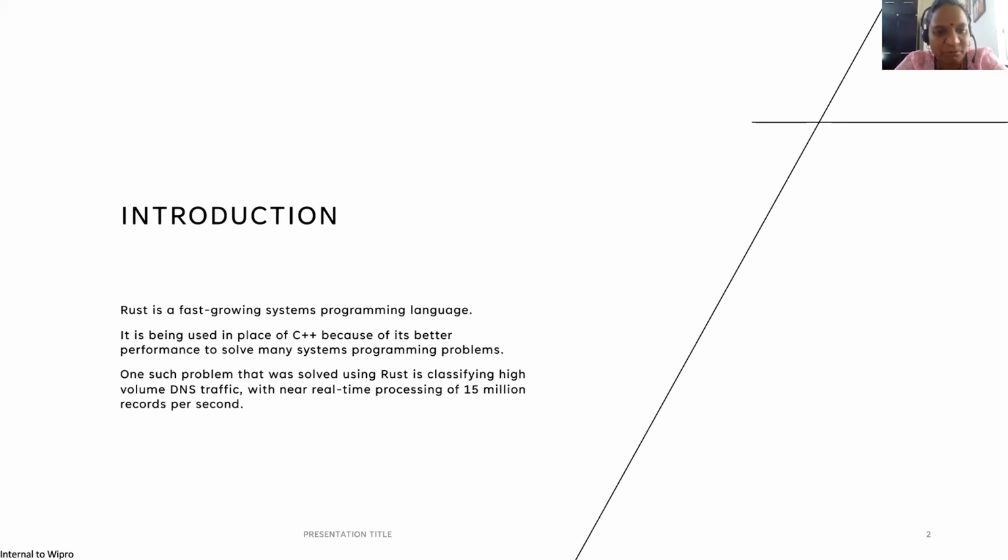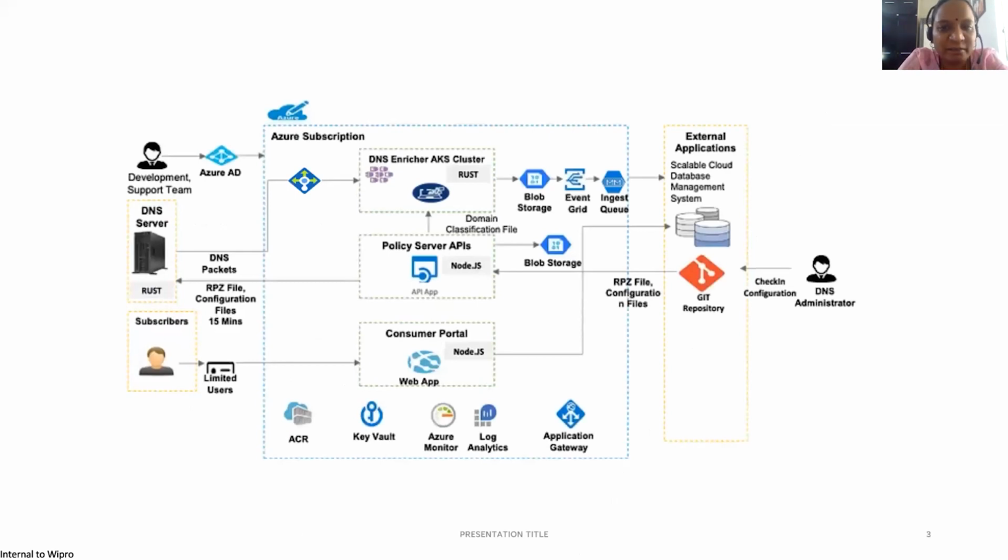The problem here was that the client wanted to classify high volume DNS traffic, with near real time processing, which came to around 15 million DNS packets per second. To handle this, there were 4 phases in the project. One was data collection. Your DNS traffic hits the client's DNS servers, and here we collect the DNS packets, which are then forwarded to an enricher via a load balancer.